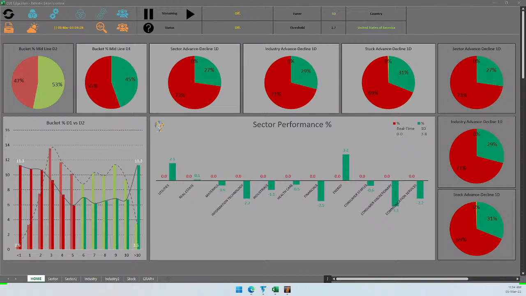Overall, the bucket histogram graph is indecisive. Is it bullish or bearish? A little more bearish if we look at the percentage of stocks above the mid Bollinger Band. Above the mid Bollinger Band is 45%, so slightly bearish. That is in sync with what we saw from sector, industry, stock breadth.